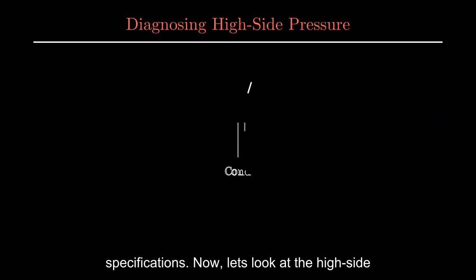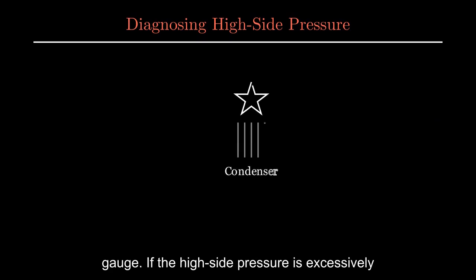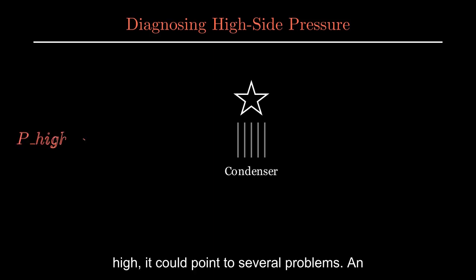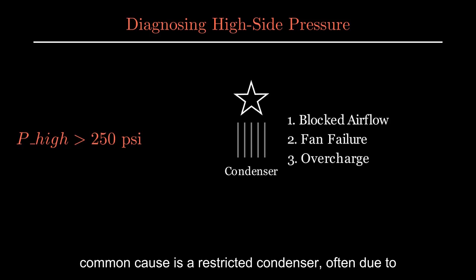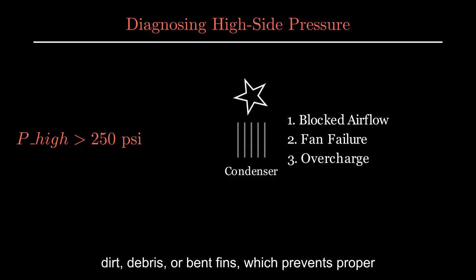Now, let's look at the high-side gauge. If the high-side pressure is excessively high, it could point to several problems. An overcharged system is one possibility. Another common cause is a restricted condenser, often due to dirt, debris, or bent fins, which prevents proper heat dissipation.